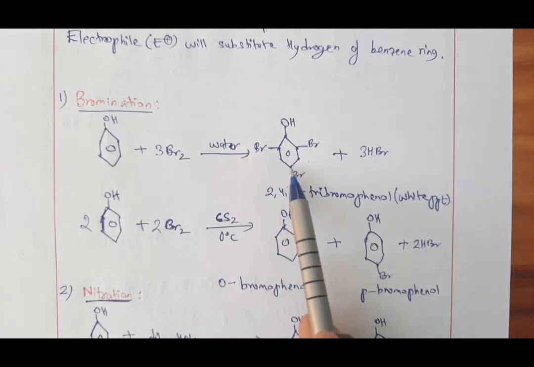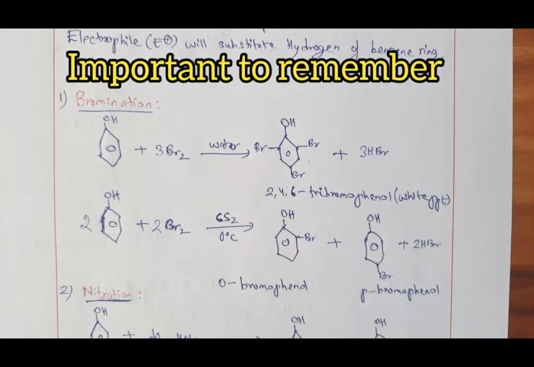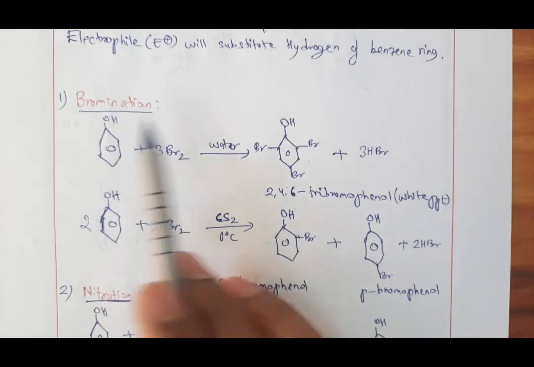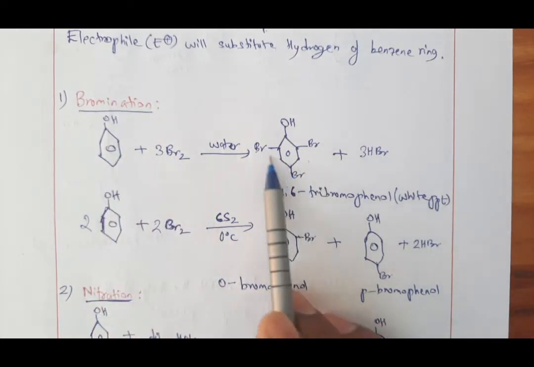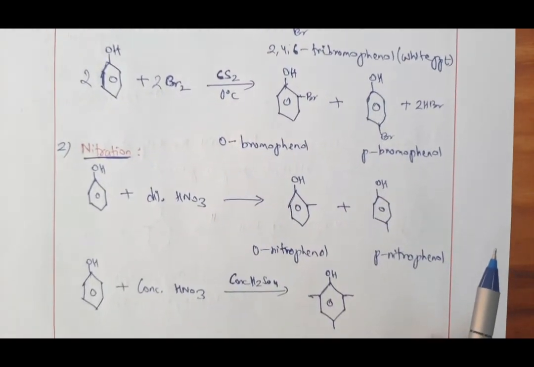If it is bromine water, this is the answer. If it is bromine in carbon disulfide, this is the answer. So this is a nuclear reaction. Why? Because the upper portion remains the same here. OH remains OH, but something is entering inside the benzene ring. So that is a nuclear reaction. Now we go to the next nuclear reaction, that is nitration.